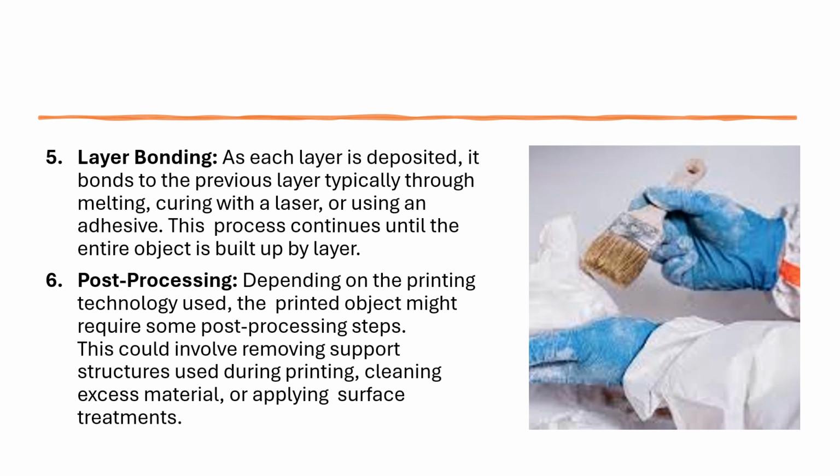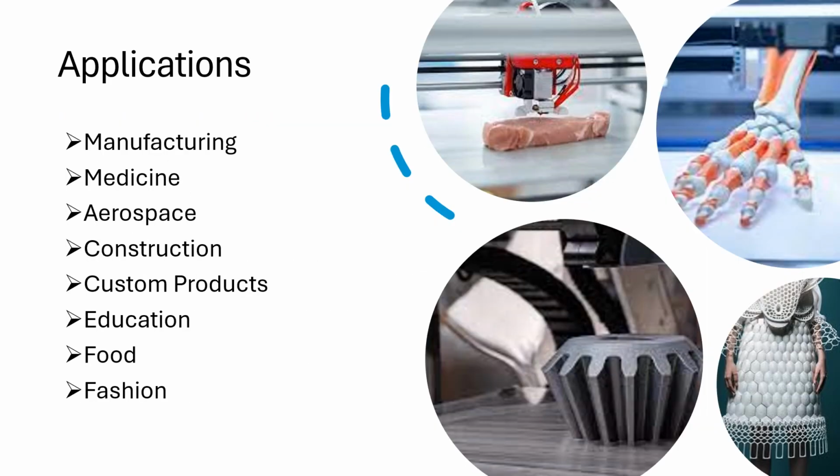Step 6 is post processing. After printing, the object may require post processing steps depending on the technology used. This could involve removing supporting structures, cleaning excess material, or applying surface treatments to achieve the desired finish. So let's dive into the application side of 3D printing.